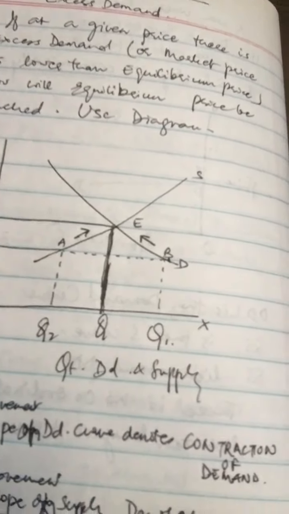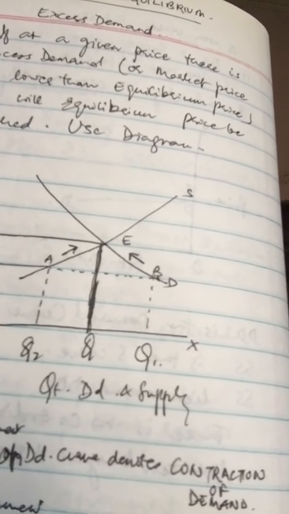So in the next class, what we'll do is excess supply.